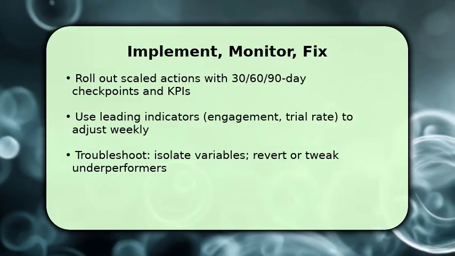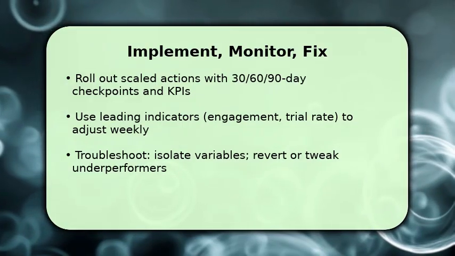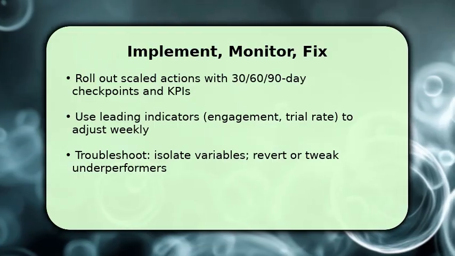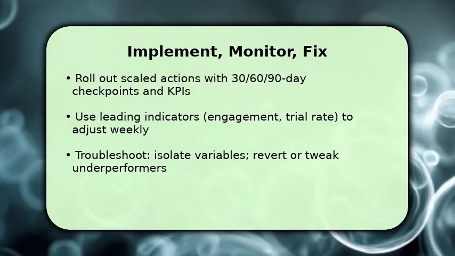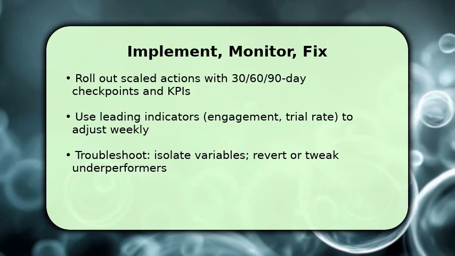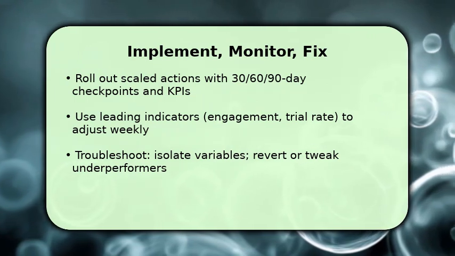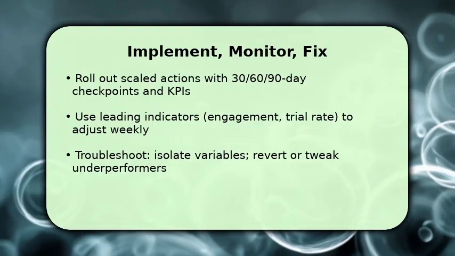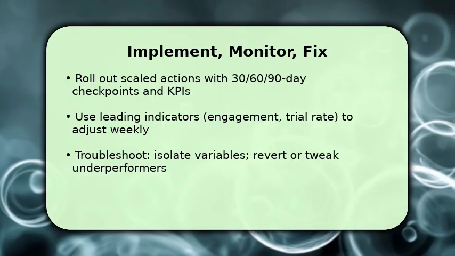Make data-driven tweaks weekly, reallocate resources from low performers to experiments that exceed targets. If things go wrong, isolate variables to identify the root cause, then revert or adjust that specific change instead of abandoning the whole strategy. Finally, document lessons so your next Ansoff cycle runs faster.